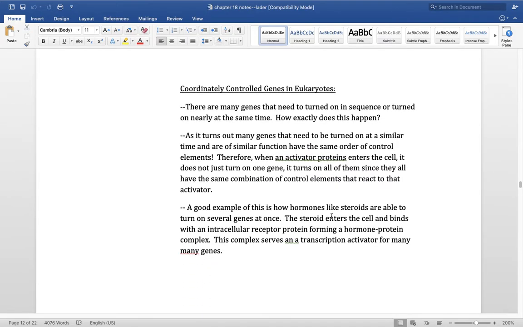And then there's coordinate control. Coordinate control more or less describes the fact that genes in your body have to be turned on at a certain time. If genes are turned on at the wrong time, that's not good. So how is it that certain genes are turned on in sequence, or all at the same time, basically? That's more or less because those genes that need to be turned on in sequence usually have the same combination of control elements and also will be turned on by the same activator proteins. Okay, so that kind of describes that.